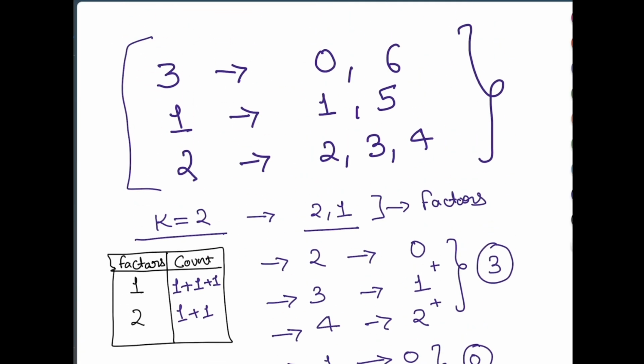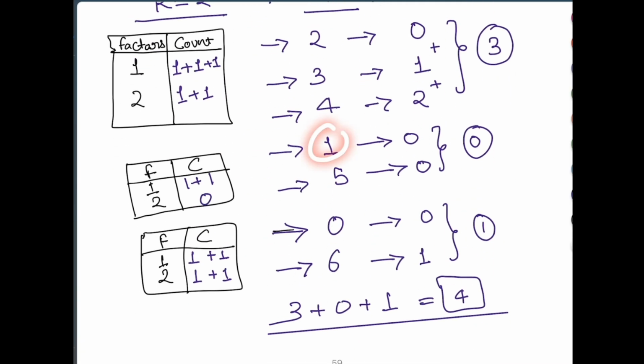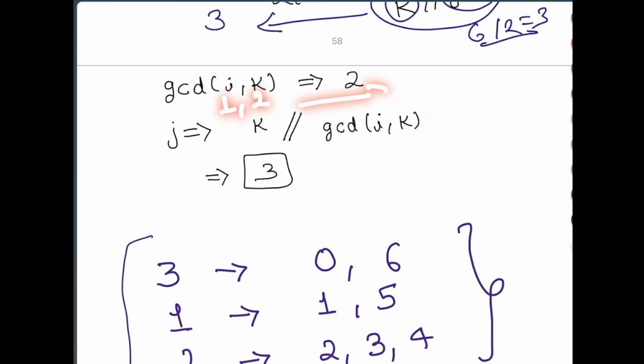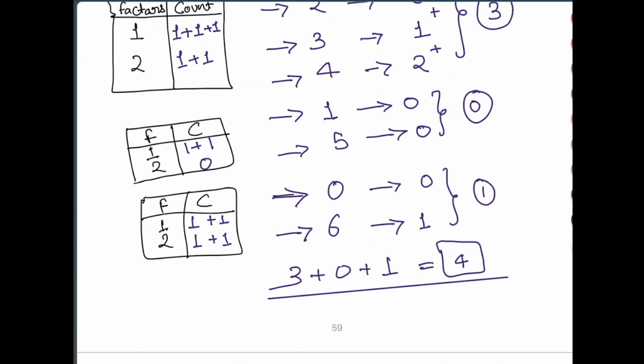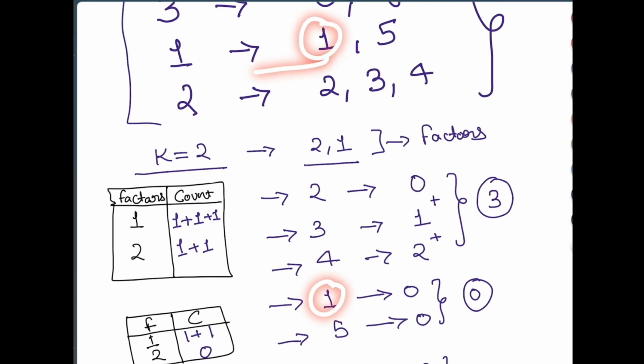For example, let us process this 1, 5. For 1, the output is going to be 0, and for 5, it is 0. How? So when i is 1 and k is 2, the GCD is going to be 1. And when you put this into the formula, 2 divided by GCD, that is 1, this is equal to 2. So I need a j who has a factor of 2. So I can say, okay, have I seen a number before this 1 which has a factor of 2? No, I have not, right? So in this case, the output is going to be 0.